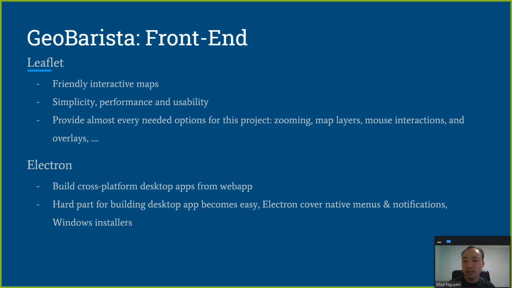Another technology we use is Electron. It helps build cross-platform desktop apps from the web app. So the hard part of building a desktop app becomes easy. Electron covers every need for this, like native menus, notifications, as well as window installers.